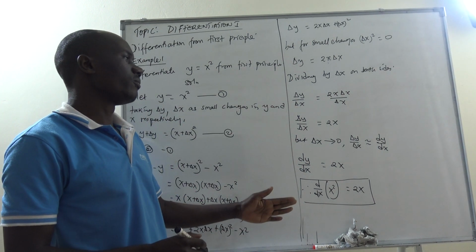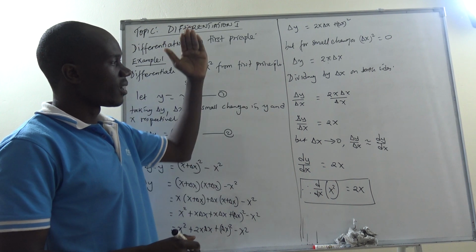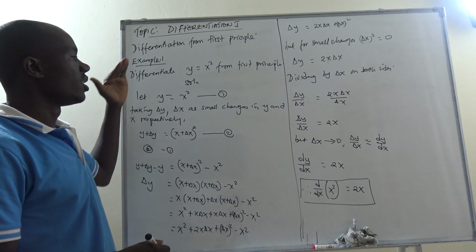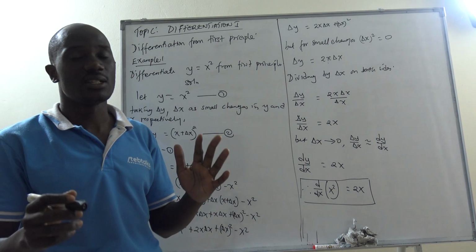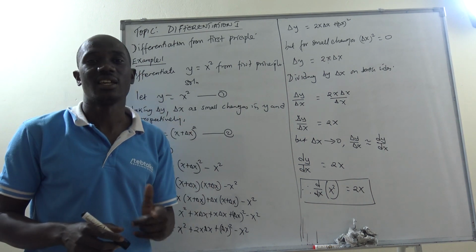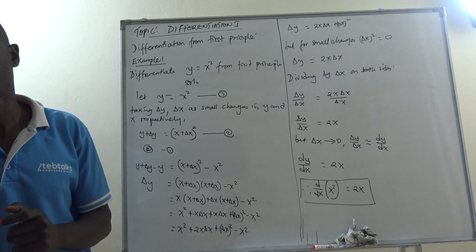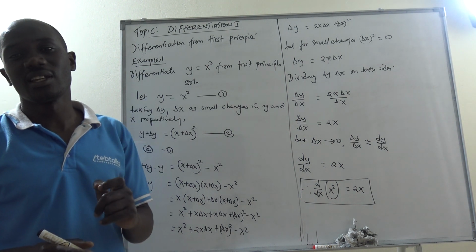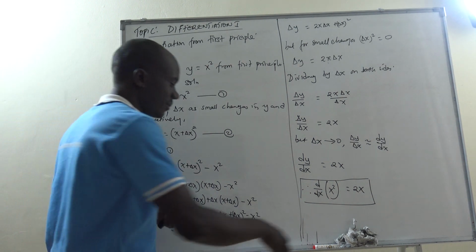So when you are differentiating from first principles, we follow these steps as we have seen in the first attempt. We are also going to move on to the second example. So the second example still goes.